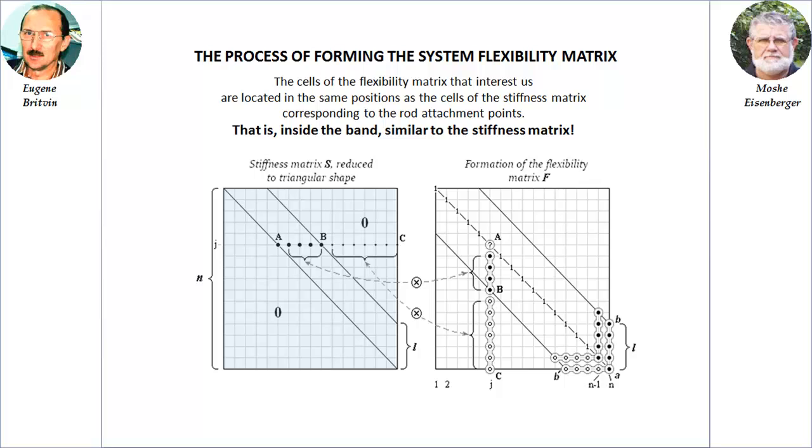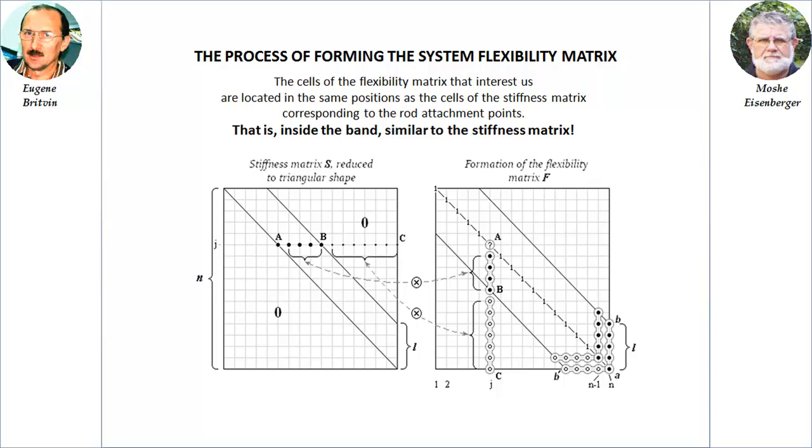The figure on the left shows the system stiffness matrix, reduced to a triangular form by a direct sweep according to Gauss. On the right, the process of transformation of the identity matrix into a flexibility matrix. As a result of a forward sweep through the right-hand side matrix, the entire triangle below the main diagonal will be filled, while the zeros above the main diagonal and the ones on the main diagonal will remain in their original state. Let's consider the reverse sweep procedure using an example of the jth column of the formed flexibility matrix.